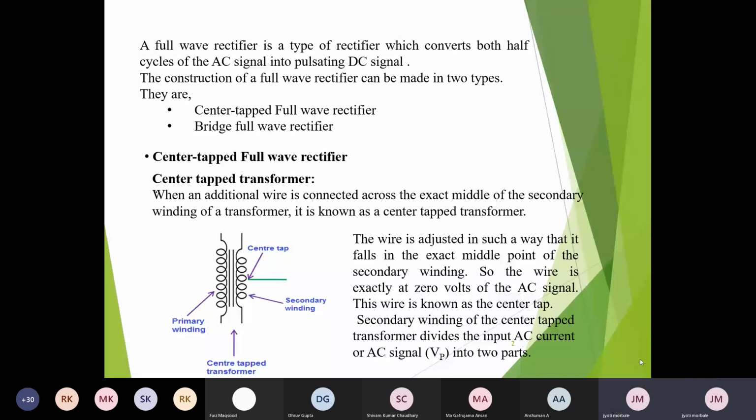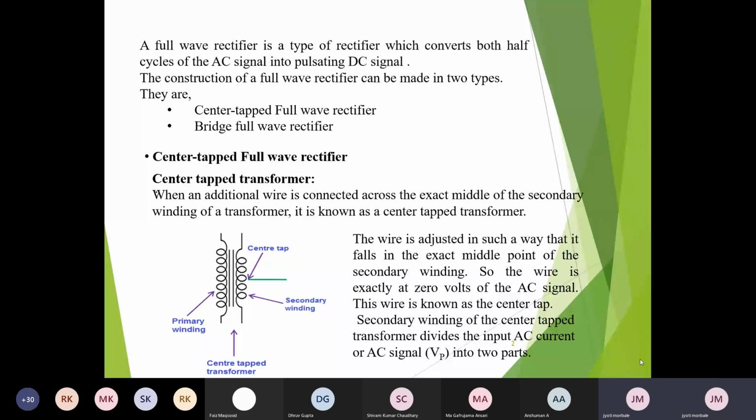Because of these three connections, this transformer is called a center tap transformer. Because of the center tap connection, there are two equal parts, one at the upper side and one at the lower side. Remember, this center tap connection is exactly at the center point of the secondary winding of the transformer.